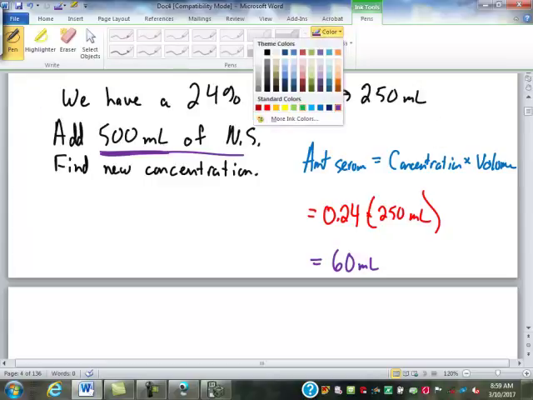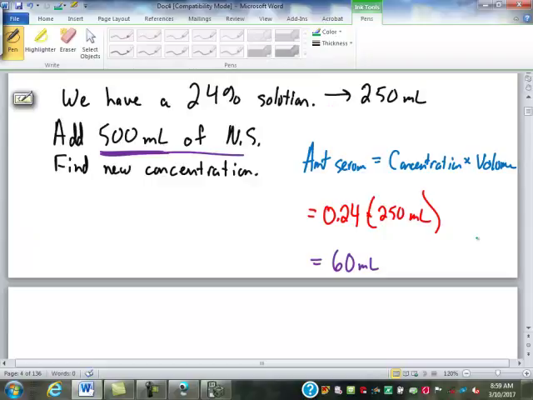When I add that 500 milliliters of saline, have I changed the amount of active ingredient? No. So this is like going back to one of those mixture problems we did, only it's one of the simpler ones because what we're adding is 0%. So we're not adding any active ingredient, we're just adding total volume. So we still have 60 milliliters of that ingredient. We don't know our concentration anymore, but our total volume has gone from 250 up to 250 plus another 500 milliliters.